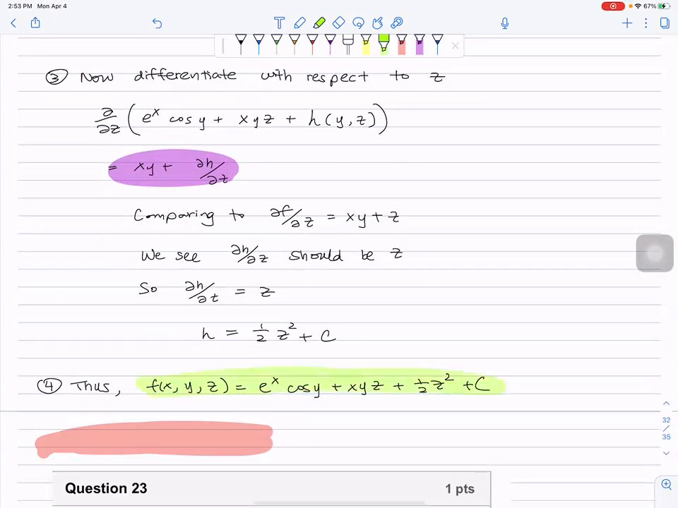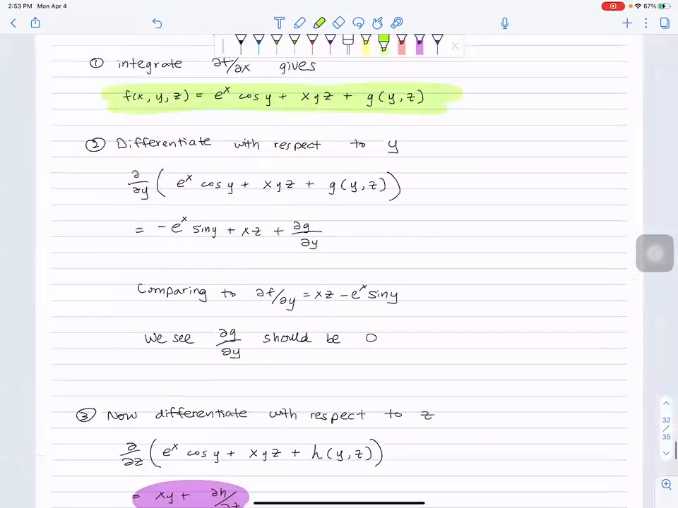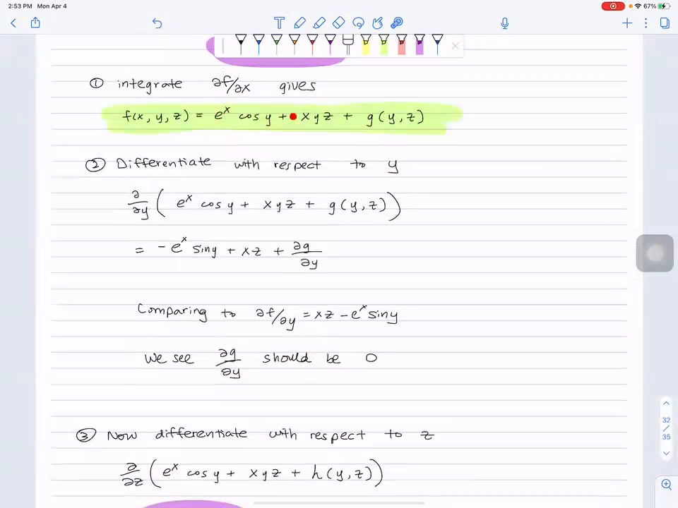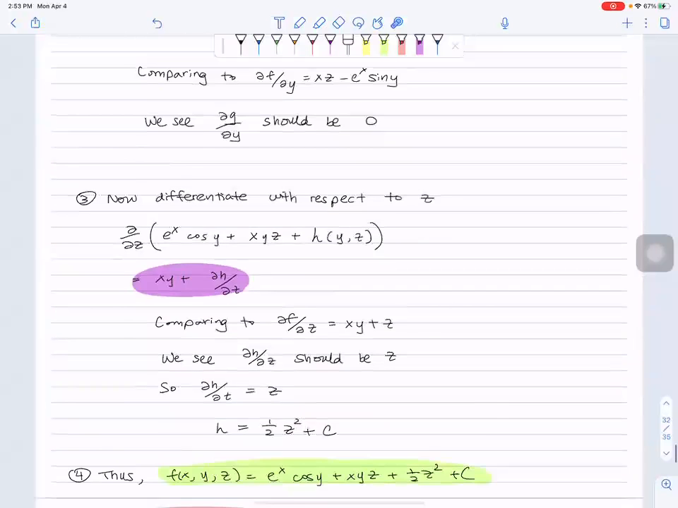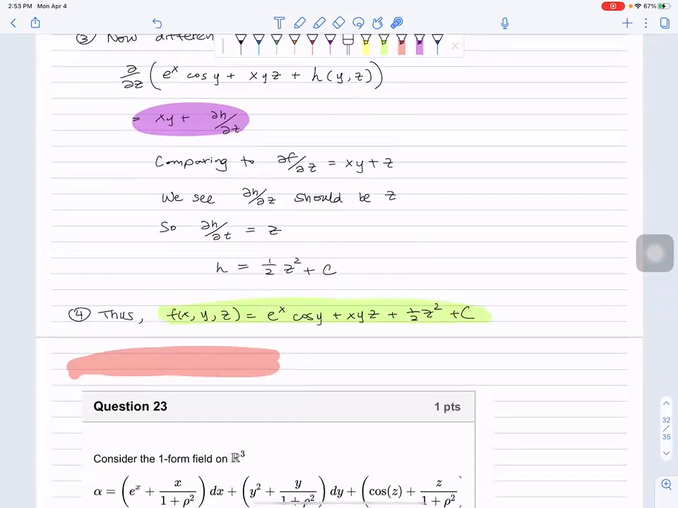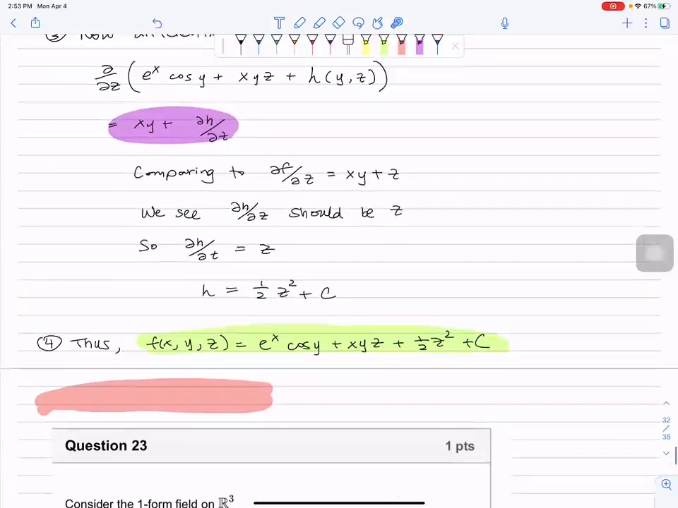We continued the green thing. Our green thing said it was e to the x term plus xyz plus some g. And we just found that our g has to be half z squared plus z. And so this is our final function. So we get the same answer using the guess and check way or this way, just whatever works better for you.